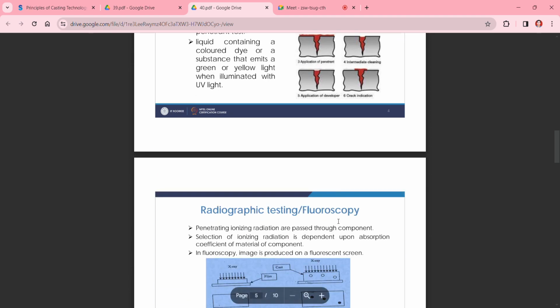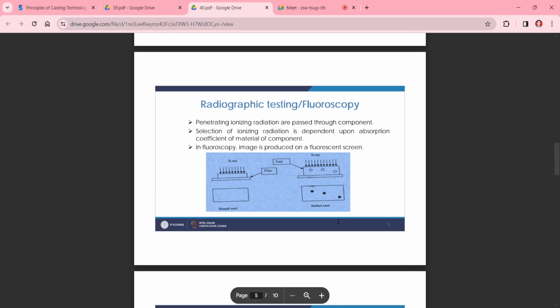Then coming to the next one, radiographic testing or fluoroscopy. What we have talked about so far are surface defects. Surface defects can be easily inspected with the help of visual inspection only, or we can go with magnetic particle testing or dye penetrant testing.